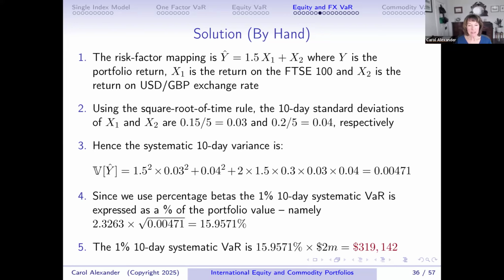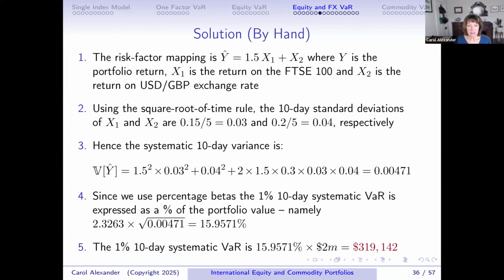We've got some volatilities of 15% and 20%, and to convert them into 10-day standard deviations, because we want a 1% 10-day VaR, we use the square root of time rule. So we have to scale down the 15% to something smaller by dividing by the square root of 25, because there are 25 10-days per annum. And the square root of 25 is 5. So we divide the volatilities by 5 to get 0.03 and 0.04 respectively.